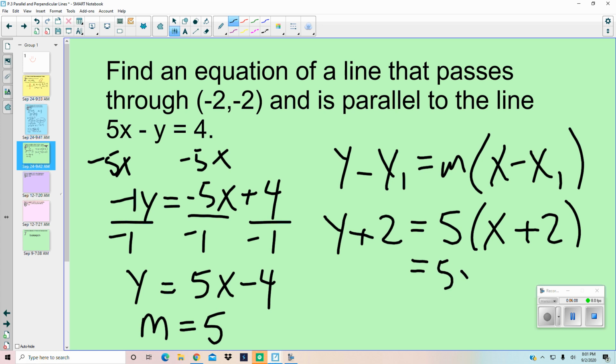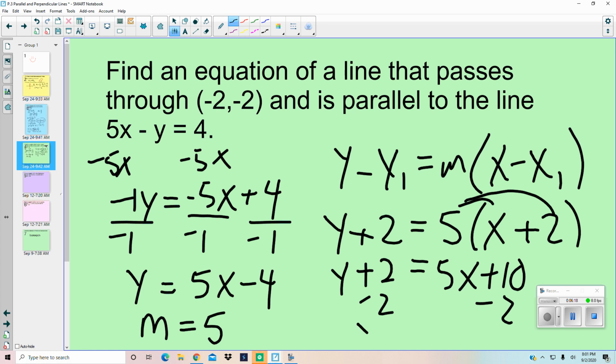Then you distribute the 5, and then you're going to subtract 2. So I'd have y equals 5x plus 8.